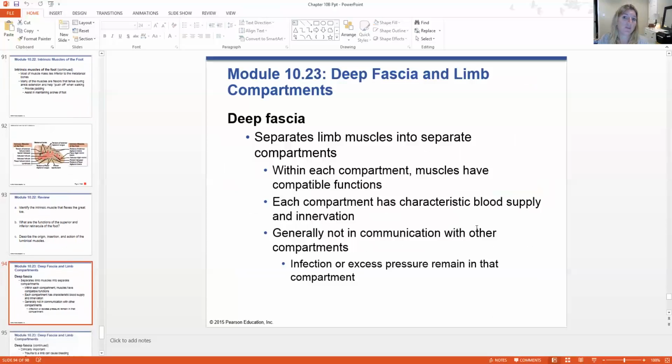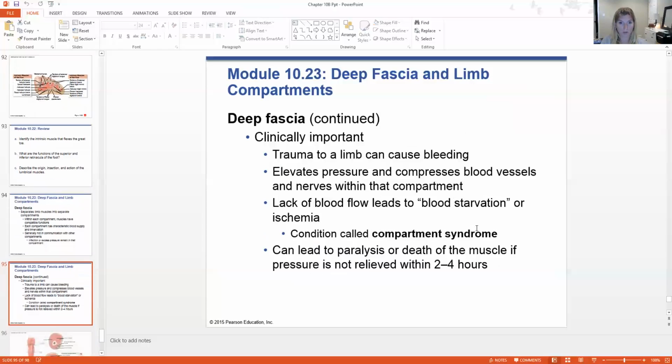Let's talk about the deep fascia and limb compartments. The deep fascia is basically separating the limb muscles into separate compartments. So within each compartment, the muscles have specific functions, and each compartment has its own blood supply and nerve control. Generally not in communication with other compartments, which is a good thing because when your body especially is trying to do fine movements, you just want one finger to flex and not all of them at the same time. It's also going to prevent infection and pressure from changing from compartment to compartment.